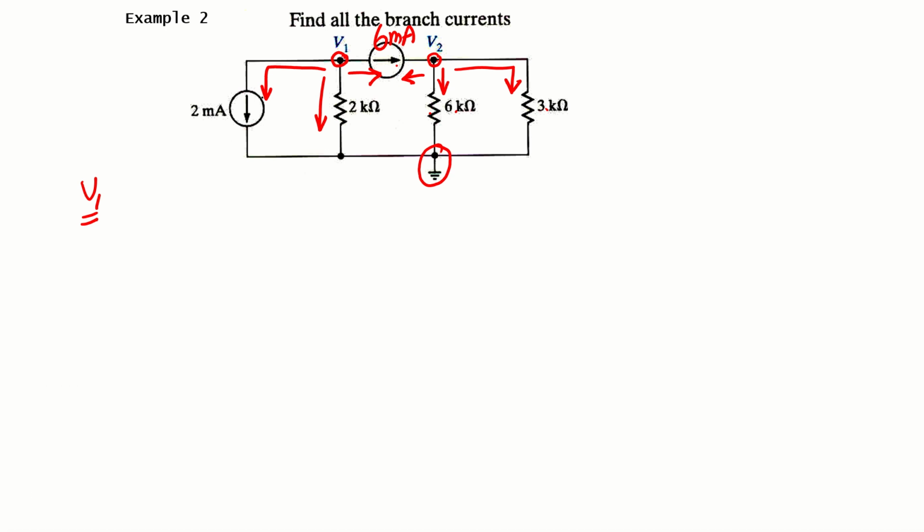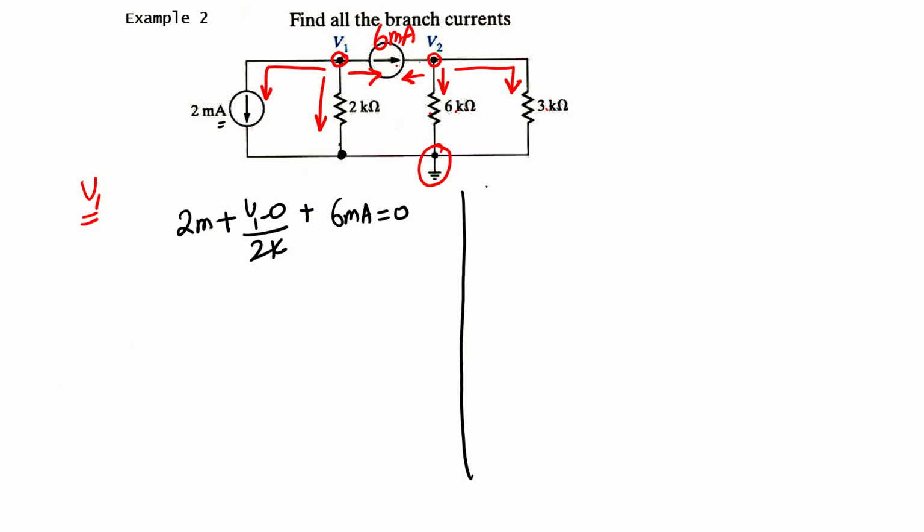So for V1, let's assume this current is 2 milliampere, so I will put 2 milliampere plus the current through 2 kilo ohm, so that will be V1, this nodal voltage, minus the second node, which is 0, so V1 minus 0 divided by 2k, plus this current which is going away, which is basically 6 milliampere, is equal to 0. So this is my first nodal equation.